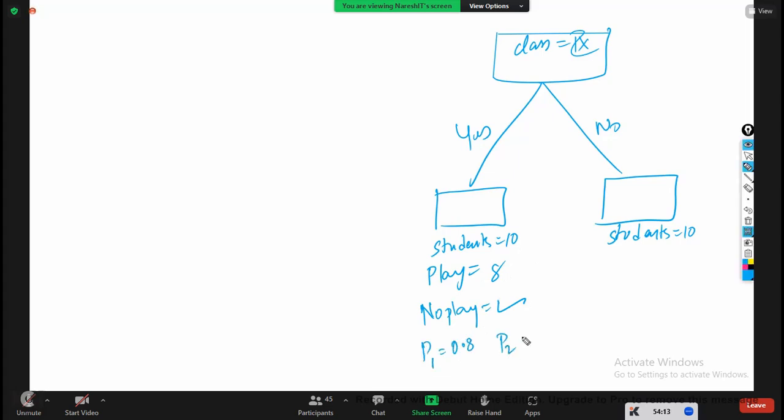What is the probability of not playing cricket? P2, 0.2. Now for this particular subnode, what is the Gini impurity? 1 minus 0.8 whole square plus 0.2 whole square. This is the Gini impurity of this node.